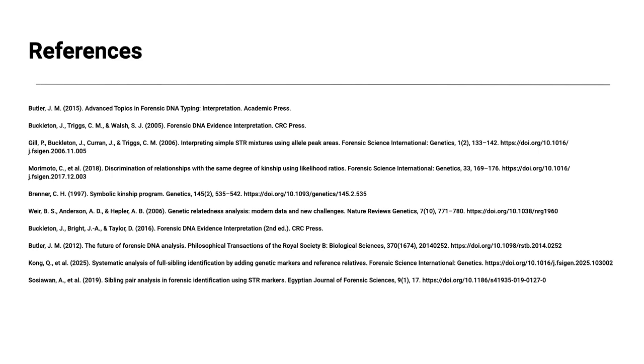We ask a single question again and again across many genetic markers. Is this pattern more likely if the individuals are siblings or if they are unrelated? By combining the evidence from multiple loci, we transform biological observations into scientifically grounded legal evidence.